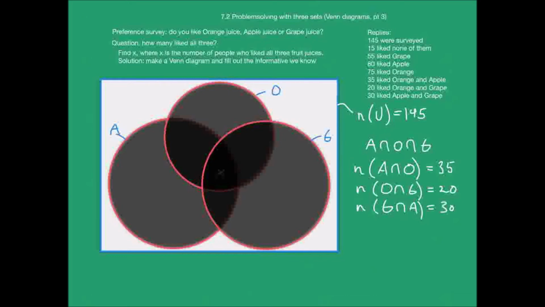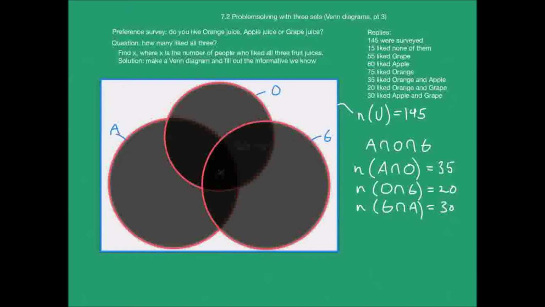And now we have to solve this one petal at a time, because if I write 20 here, that's not correct, because it's the intersection between orange and grape that is 20. So that's this whole area here. But if I subtract x, like we did in the previous example, then that would be correct for that area.